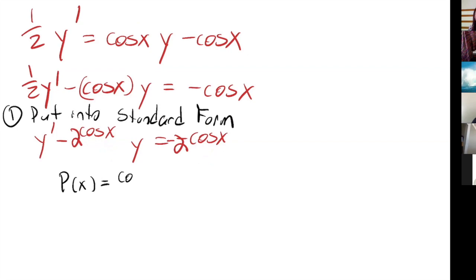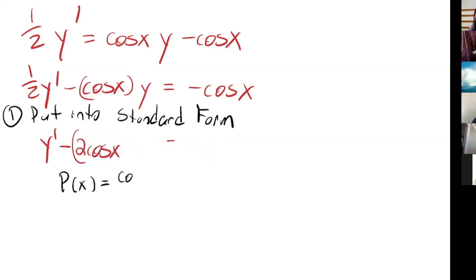Let me just rewrite that. Okay. And so our p of x then is this, minus 2 cosine x. We do need that negative sign there.